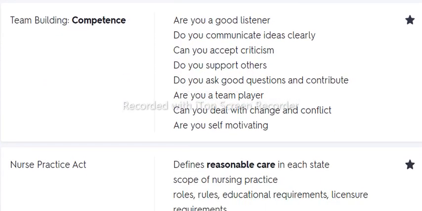Team building competence. Are you a good listener? Do you communicate ideas clearly? Can you accept criticism? Do you support others? Do you ask good questions and contribute? Are you a team player? Can you deal with change and conflict? Are you self-motivating?